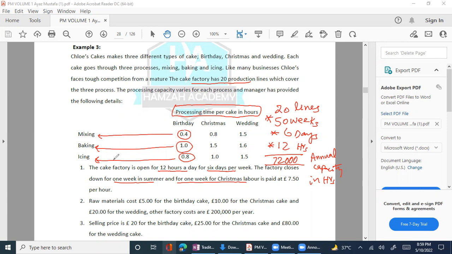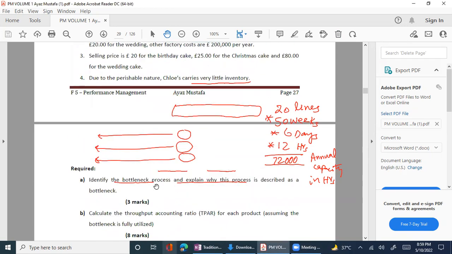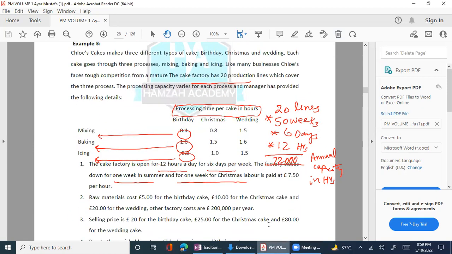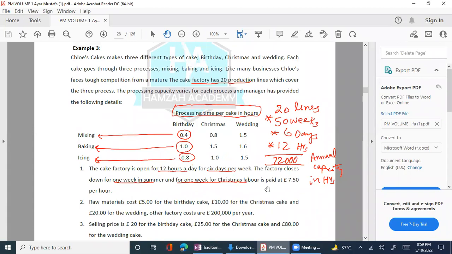And if we look at the data, we are given the 3 products, 3 departments, and we have to identify a bottleneck process. So I will be solving this here. I need to identify the bottleneck process. And the bottleneck process, we know, is a process which limits the production.